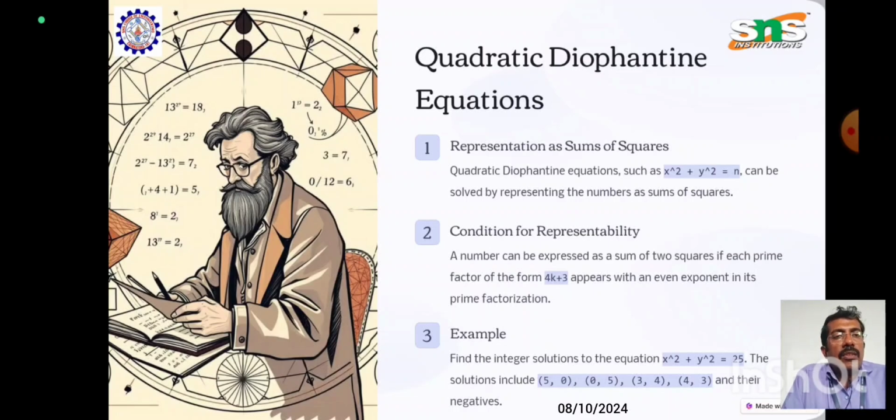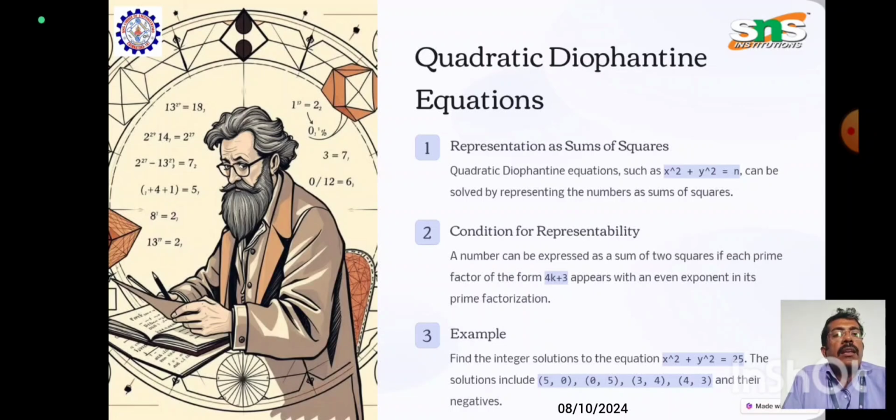In today's discussion we are going to talk about quadratic Diophantine equations. In number theory we have already discussed what a Diophantine equation is and what linear Diophantine equations are. In quadratic Diophantine equations, the general form is x square plus y square equal to n. As in the linear case, here too we can check whether the given equation is solvable or not.